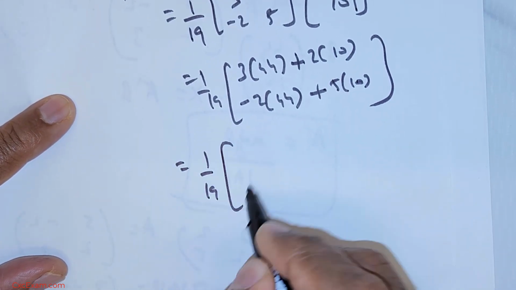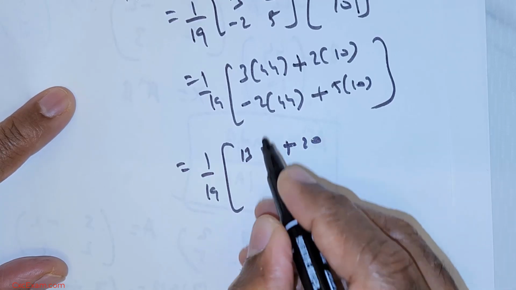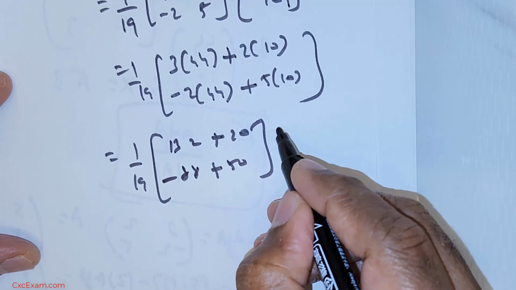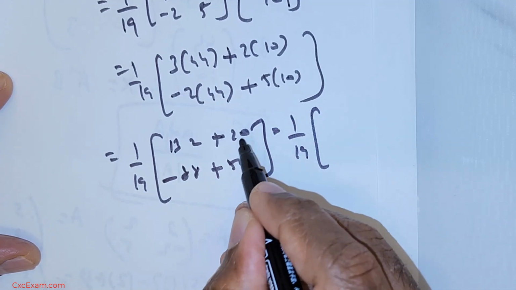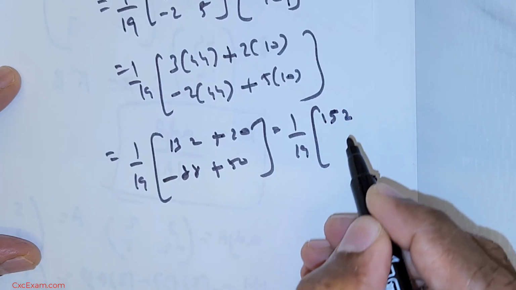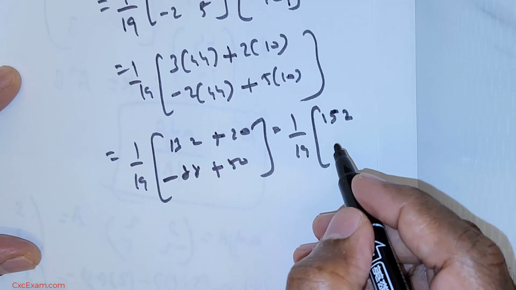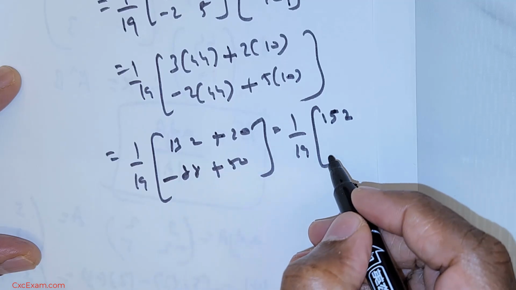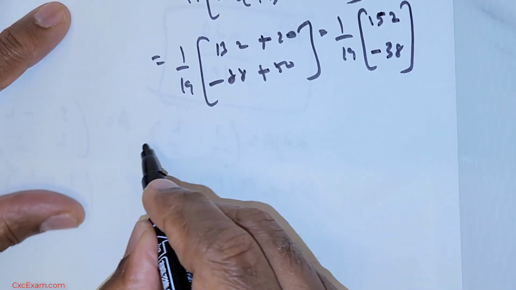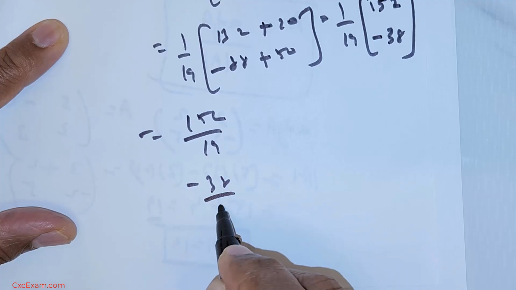This is 1 over 19. 3 4s are 12, 132 added with 20, and -88 added with 50. So this is 1 over 19 times, 20 added with 132 gives me 152. And -88 added with 50 will give me -38. So this is going to be 152 divided by 19, -38 divided by 19.